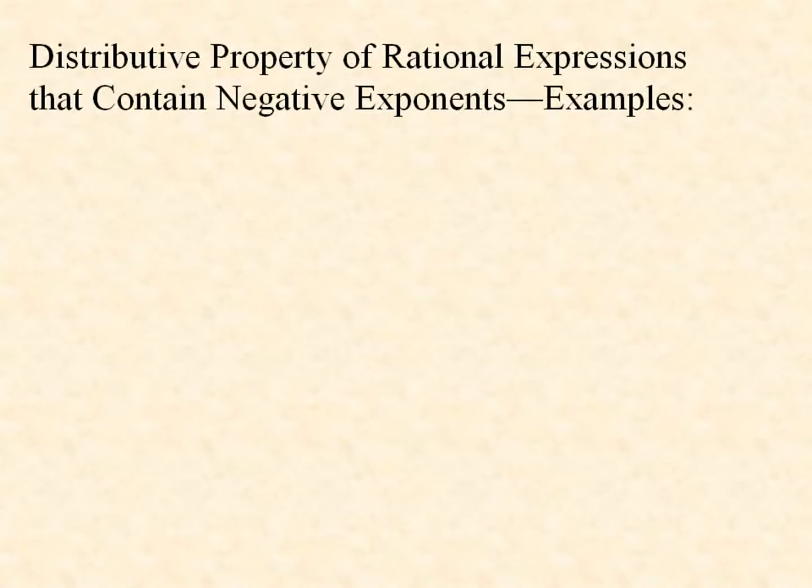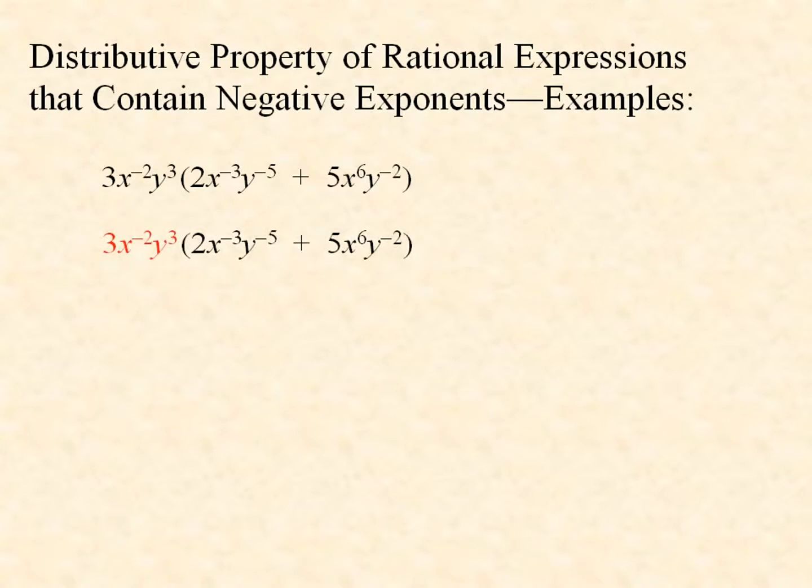Now we will consider the distributive property of rational expressions that contain negative exponents. We will look at some examples to understand how to do this. Here's our first example. We need to use the distributive property on this expression. So we multiply the 3x to the negative 2y third times what's inside the parentheses.